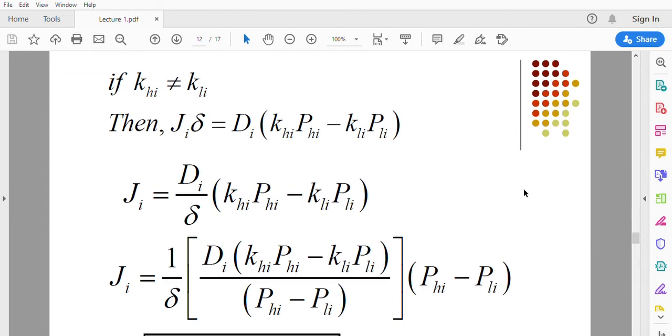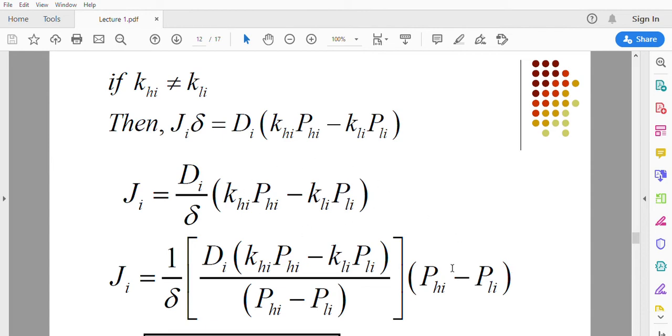Now, if we assume that KHI is not equal to KLI, then what will happen? You can write Gi delta equal to Di (KHI PHI minus KLI PLI). Okay, so this is your equation. You can rearrange the equation in this form: Gi equal to Di by delta (KHI PHI minus KLI PLI). Now the driving force is PHI minus PLI.